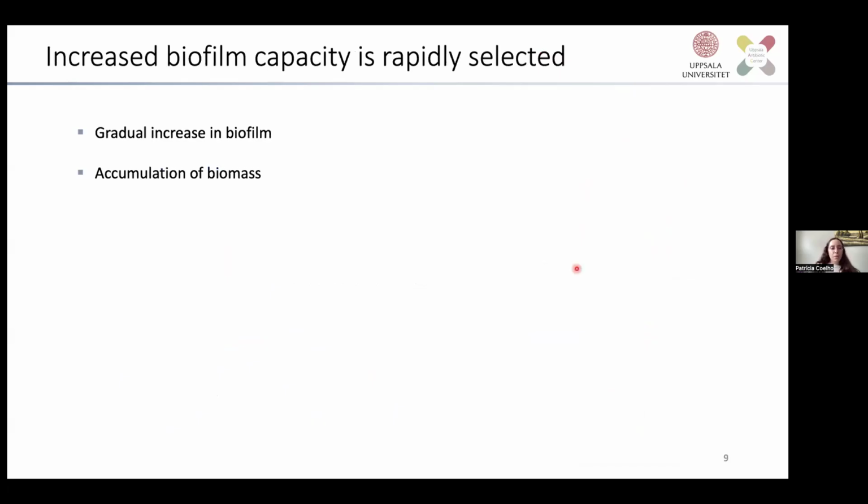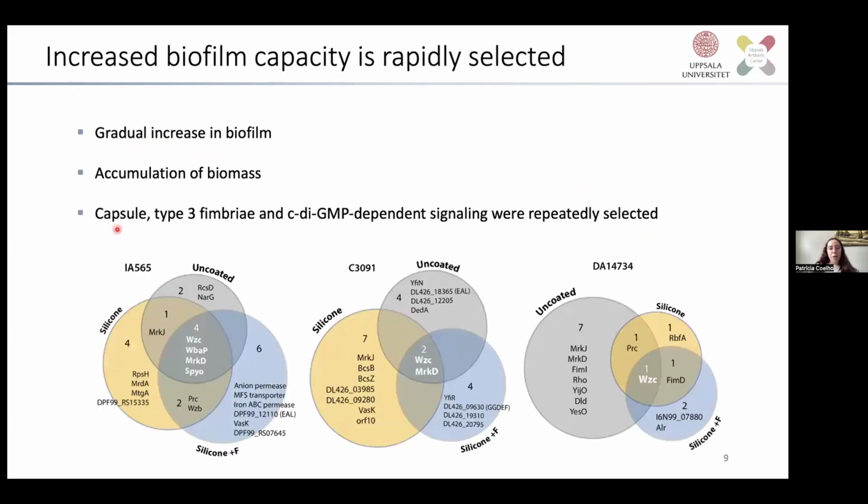So the main two observations that we made from this first step were that there is a gradual increase in biofilm formation capacity, and this is very rapidly selected as well. So within a couple of cycles, we picked up mutants that are very good biofilm formers, and this also led to an accumulation of biofilm biomass. And when looking at the whole genome sequencing results, here we have three different graphs, one for each of the three parental strains that were involved. So we have the respiratory one here, the UTI parental here, and the outbreak.